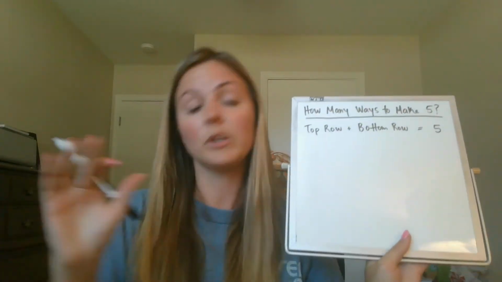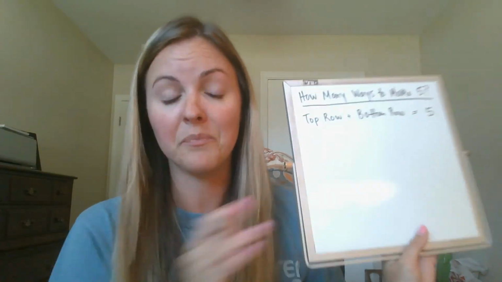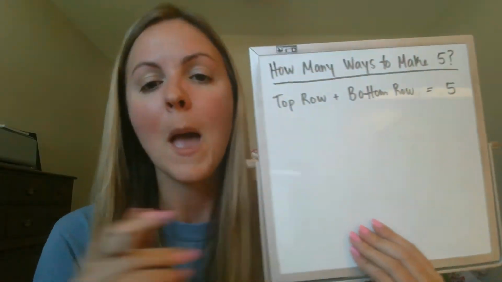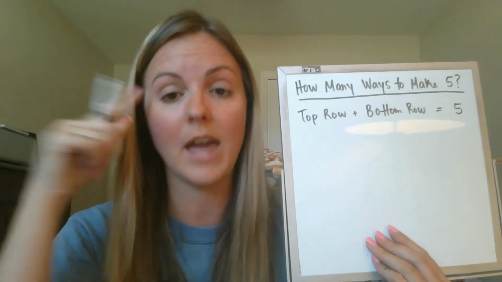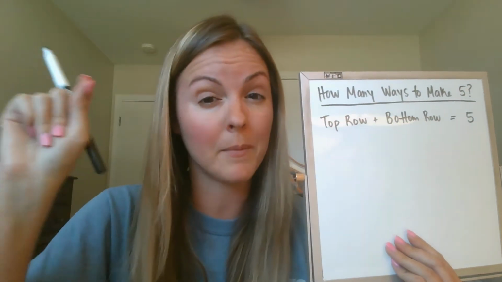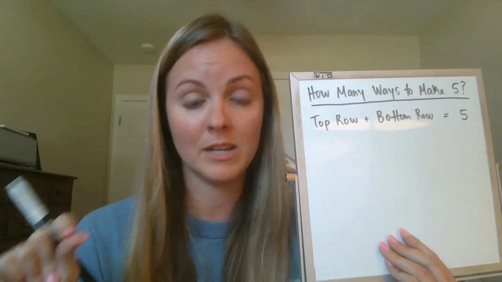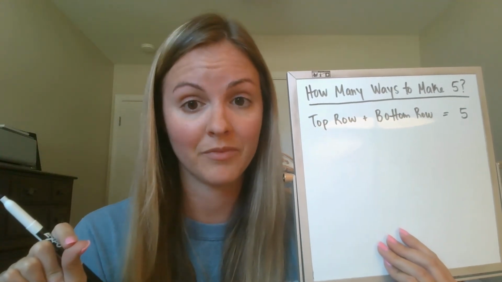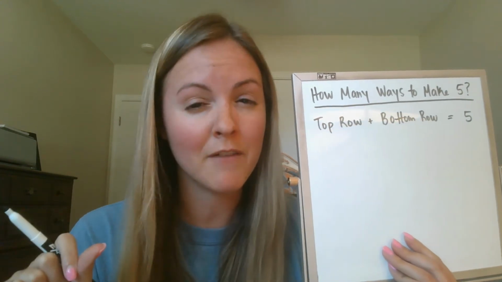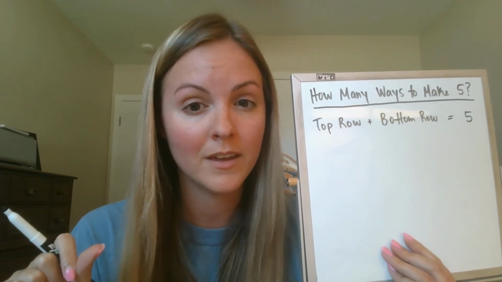So I'm not going to actually show our number rack for this, just because I only have 2 hands and I'm not an octopus. So I can only hold this for right now. But I want you to picture the number rack in your head, the top row and the bottom row. Remember, how many beads are on the top row? 10. And how many beads are on the bottom row? 10.